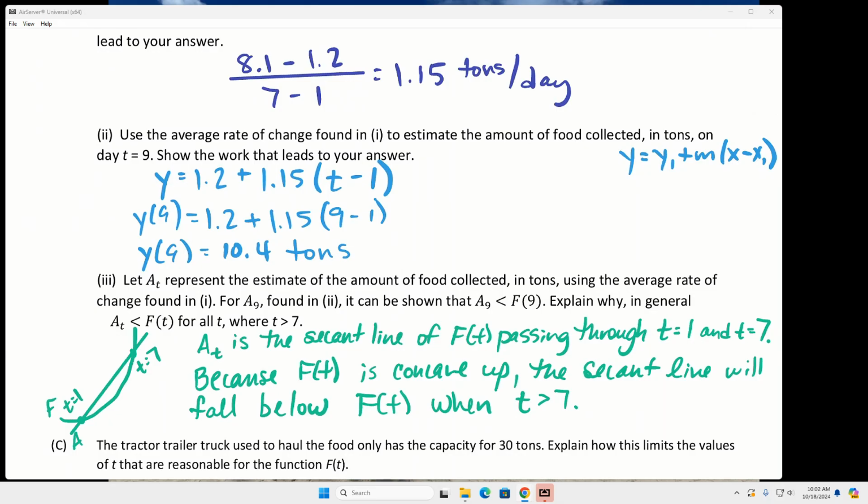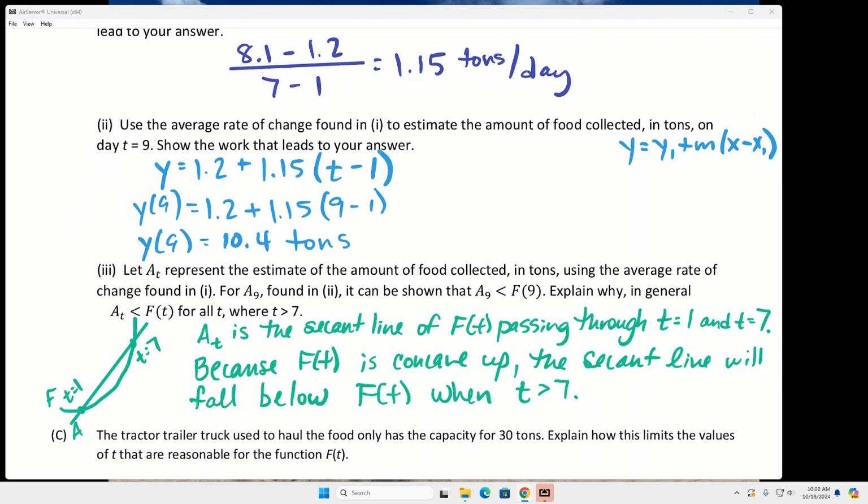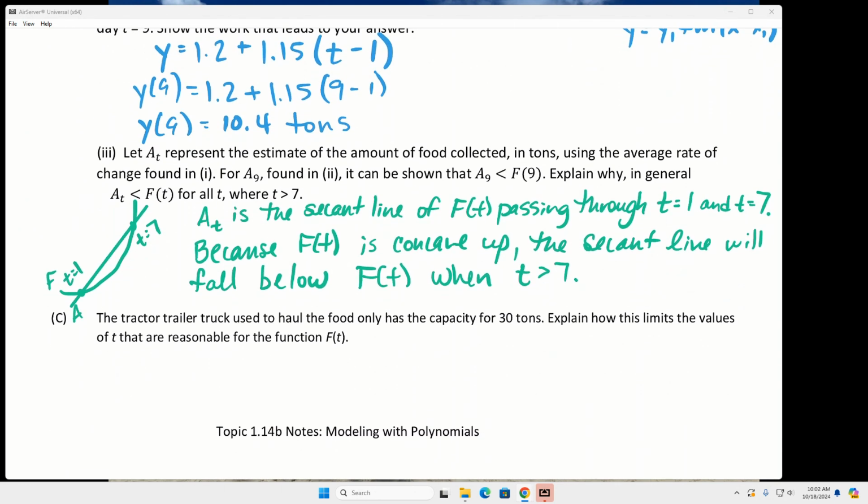Now again, you can probably get away with a little bit less, but I know 100% if you write all that and draw that picture, you're good, you're golden. All right, any questions on that?